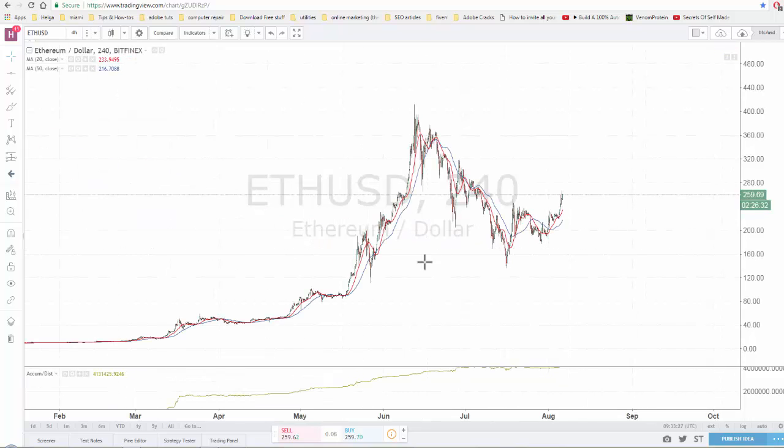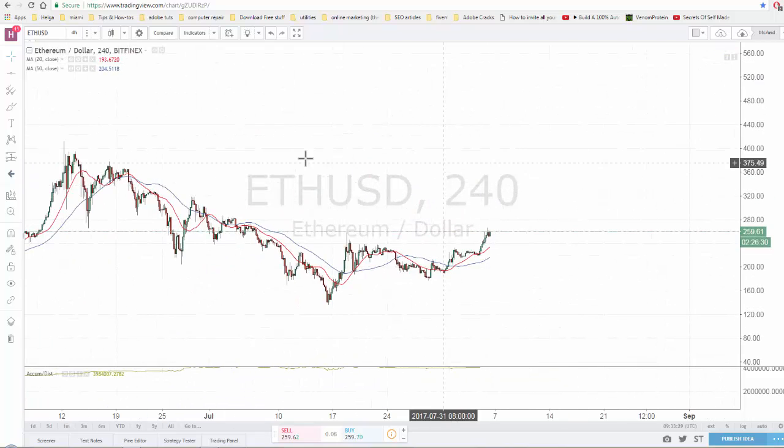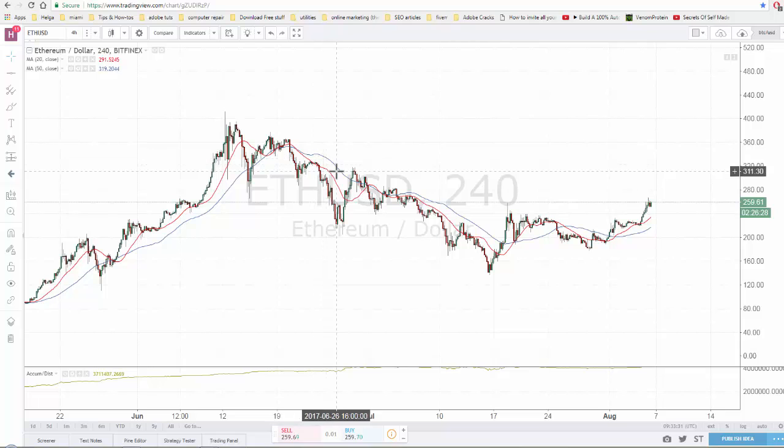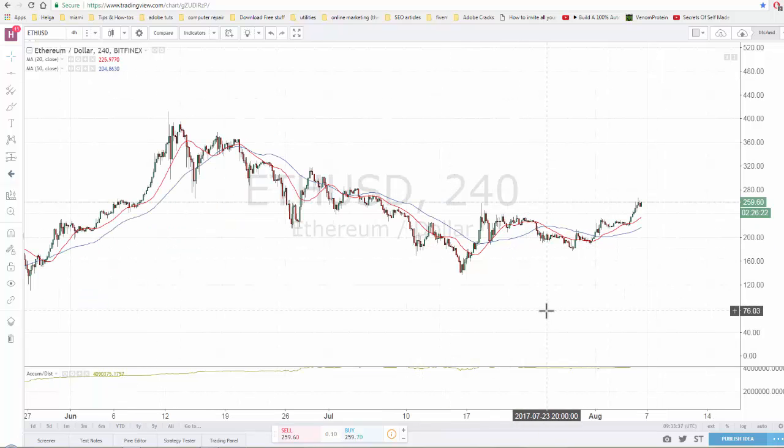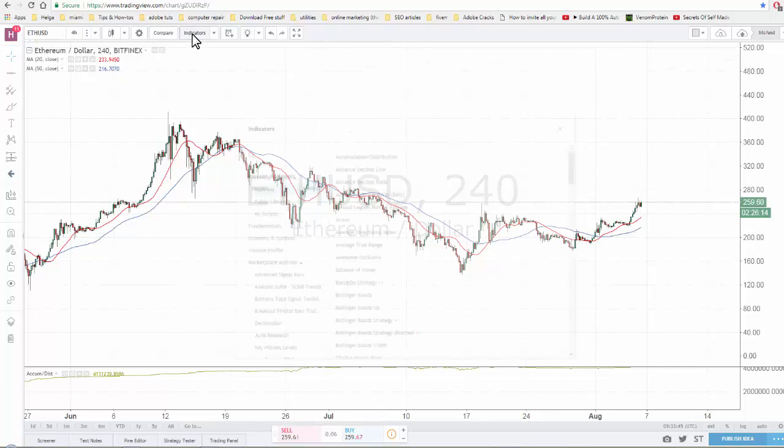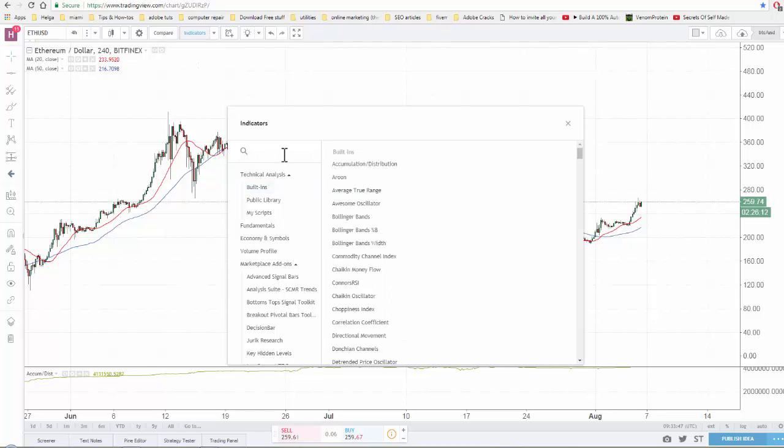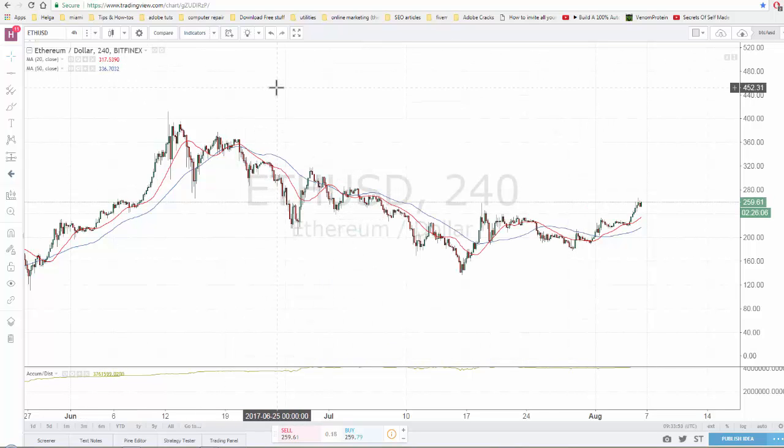Okay, now first thing you want to do is you want to set the moving averages, the 20 and 50 moving averages. Okay, I have here the red line is the 20 moving average and the blue line is the 50 moving average. So you can find them here in the indicators. Just type MA and it will show up here, and then you just set it up for 20 and 50.